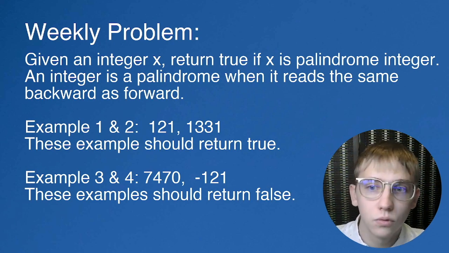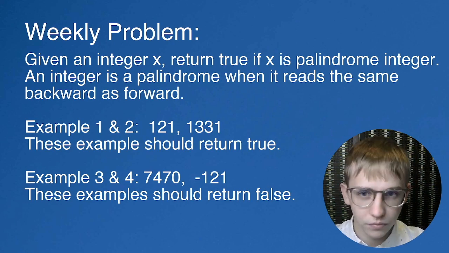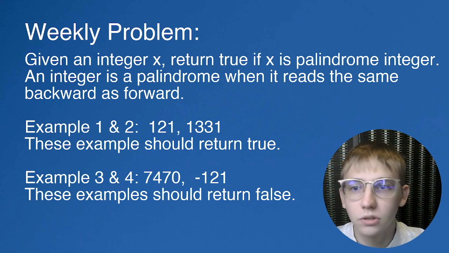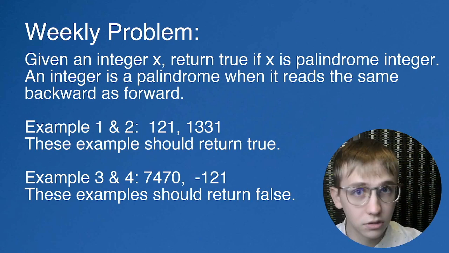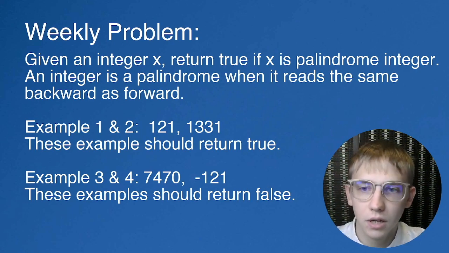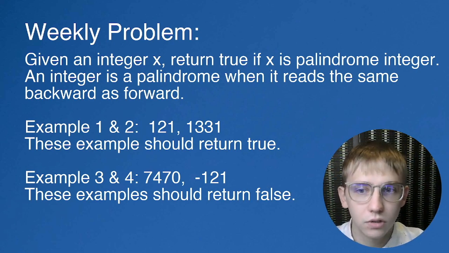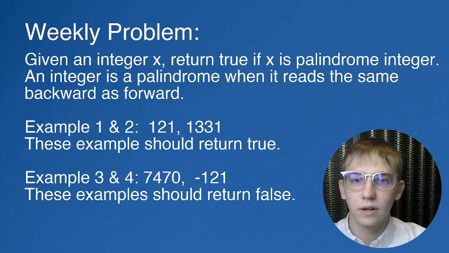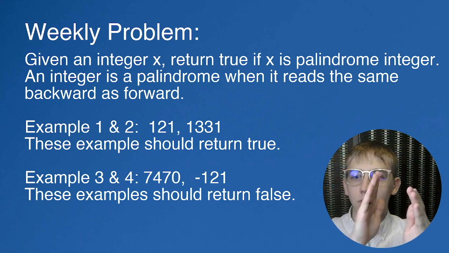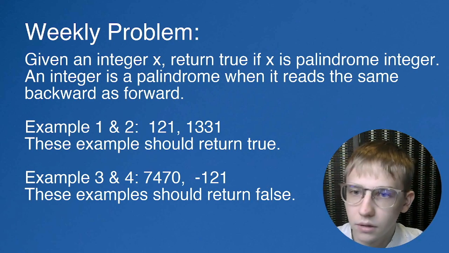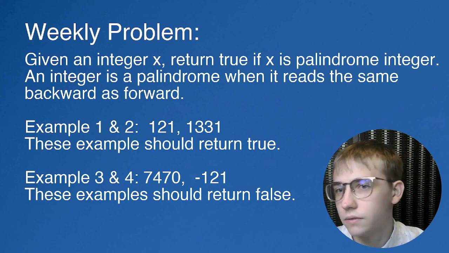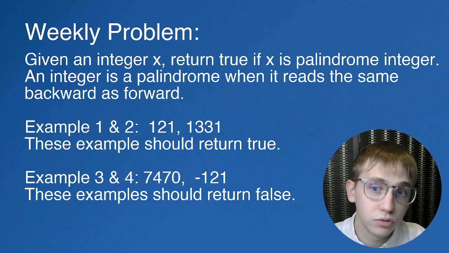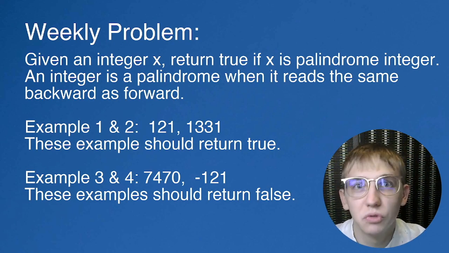An example is 3 and 4, 7470 will return false because it is not. And this is actually a special case because there's a 0 on the end. If there's a 0 on the end, it'll always return false. And then negative 121 is also false, and this is also a special case because a negative will never have a negative on the other side to reverse itself. So these will return false, and if there wasn't a negative sign on the 121, it would return true, but the negative sign just ruins the day.